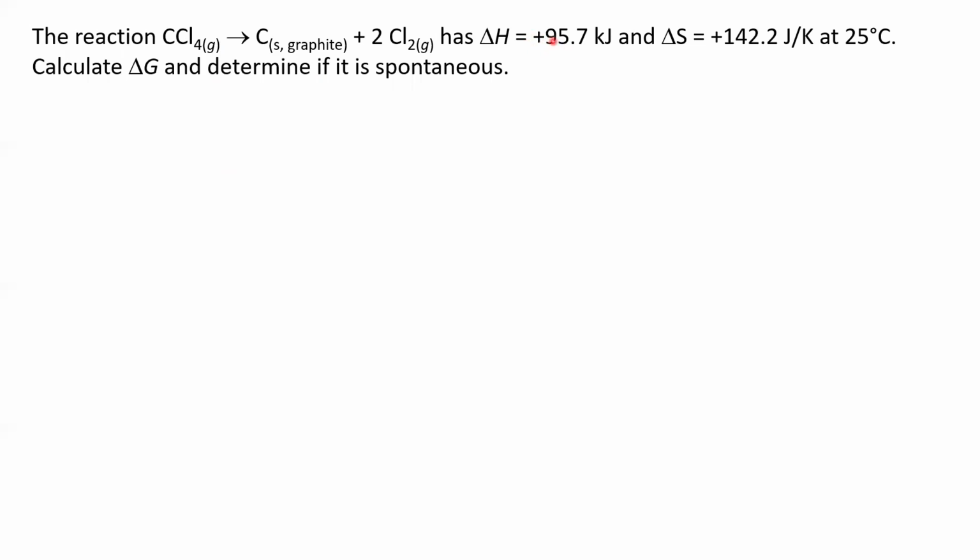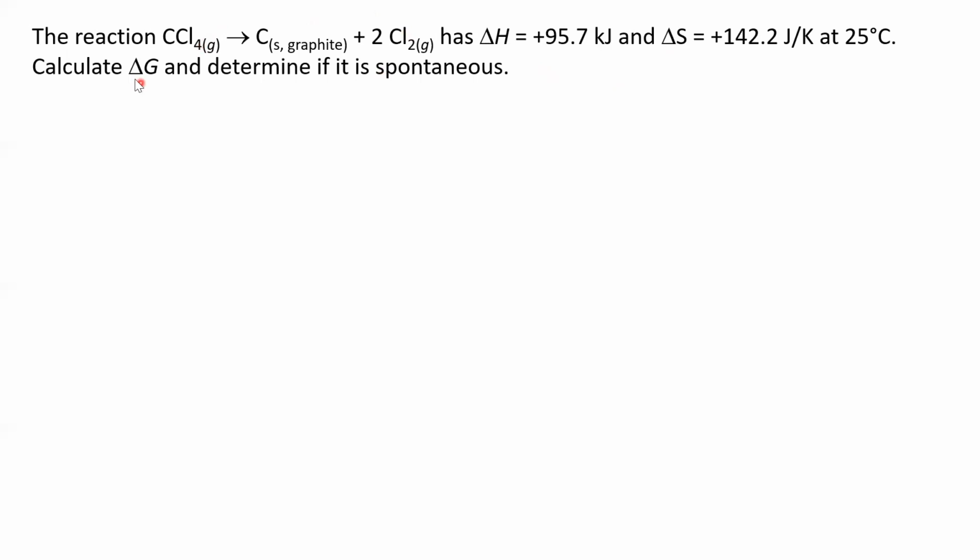Positive means we have to add energy in. It's endothermic, and we're breaking bonds in the reaction. And breaking bonds is an endothermic process. And our delta S value is positive 142.2 joules per Kelvin. That makes sense as well, because we're going from 1 mole of gas to 2 moles of gas, so we're increasing the disorder in the system.